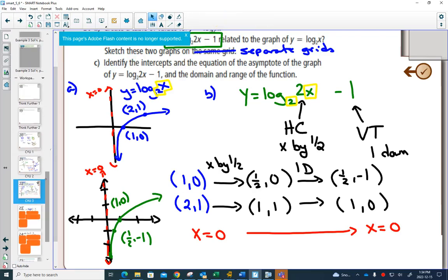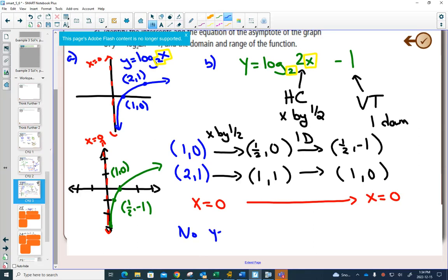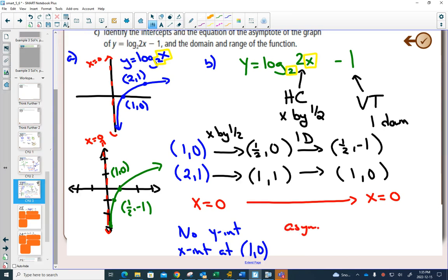Oh, is there a part C? Oh yeah, identify the intercept. Thank you. It has no y-intercepts. The x-intercept is at 1, 0. The asymptote is still at x equals 0. The domain, x is bigger than 0. And the range is everything.